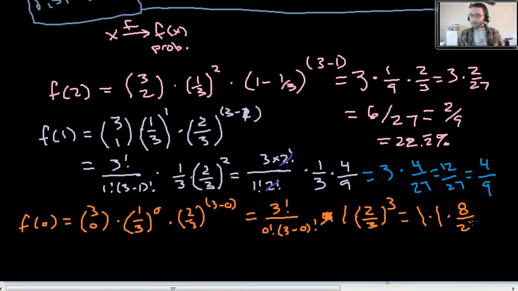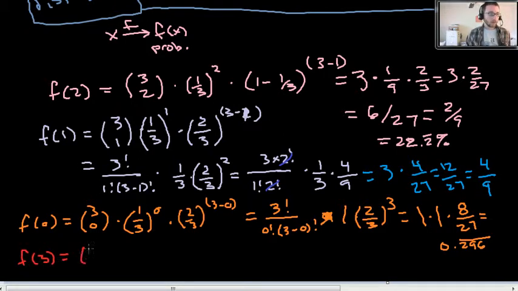8/27. That doesn't reduce, but that's about 30%, 0.296. Continuing. And then one more. They should all add up to 1, but we'll do the last one just to get it down. F of 3 equals 3 choose 3.